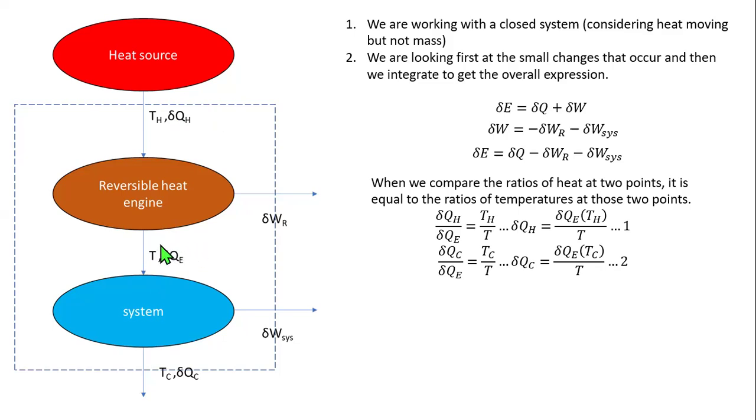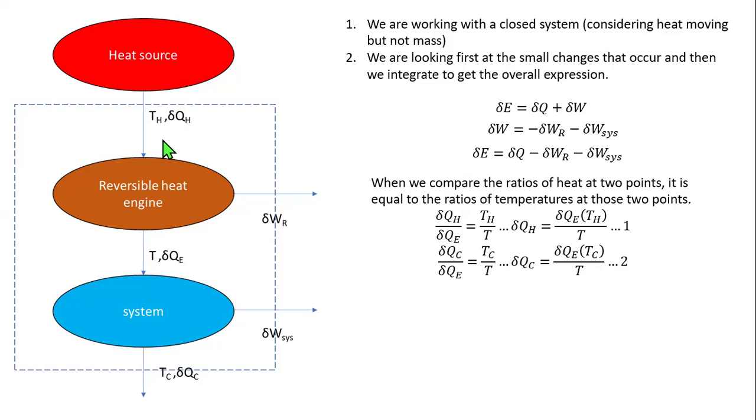In the same way, the amount of heat here divided by the amount of heat here is equal to the temperature here divided by the temperature here. So all that we are trying to say is that if I find the ratio of heat between 2 points, it's equal to the ratio of the temperatures between those 2 points. Is that okay?